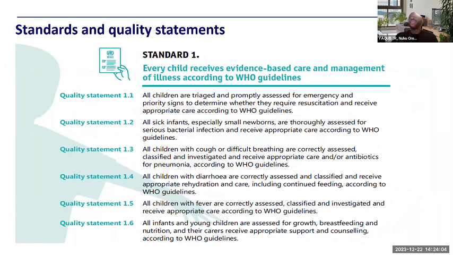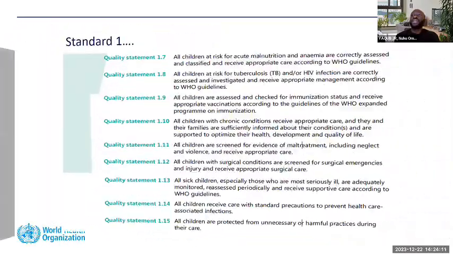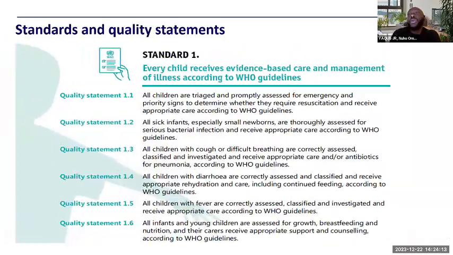So the first standard, which is around every child receiving evidence-based care and guideline, you can see we have 15 quality statements. And it starts from the first, which is looking at triage. That's as a child arrives in the facility, that they receive necessary and required emergency and priority assessment. They're triaged appropriately and receive the correct treatment to resuscitate a very ill child.